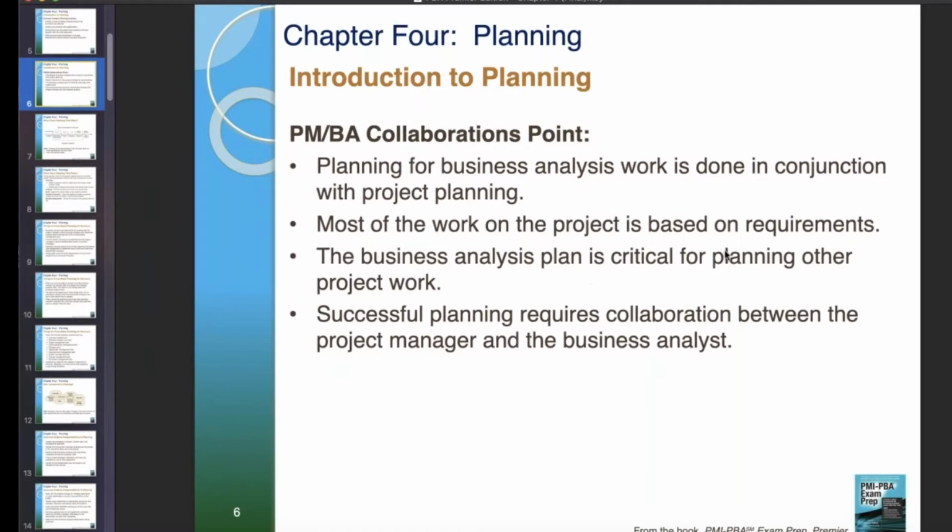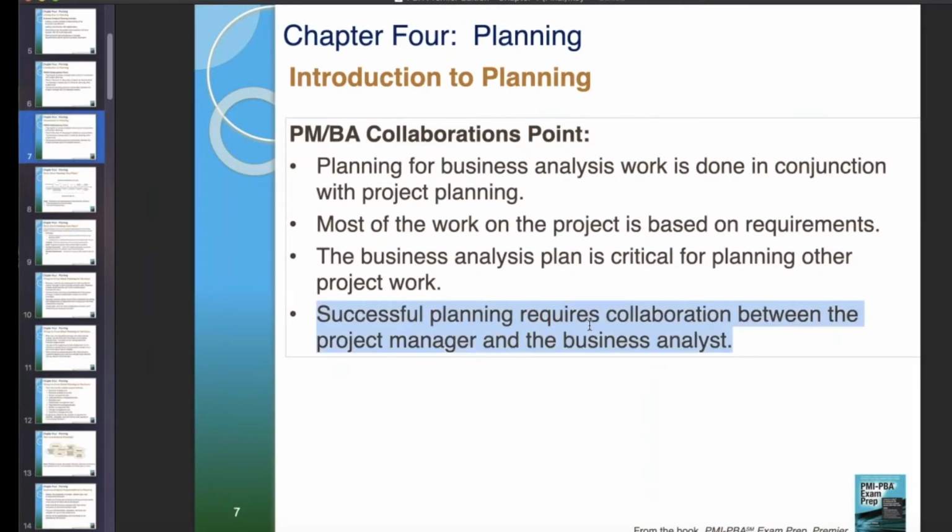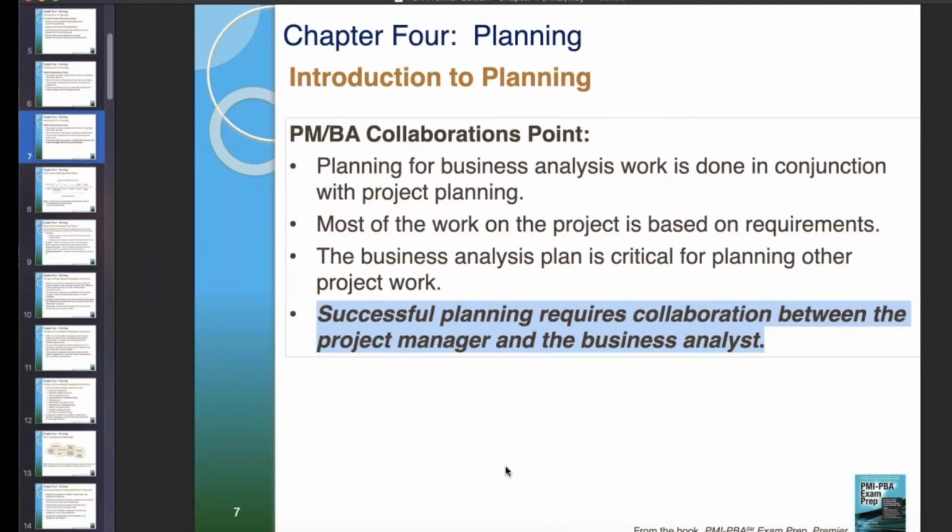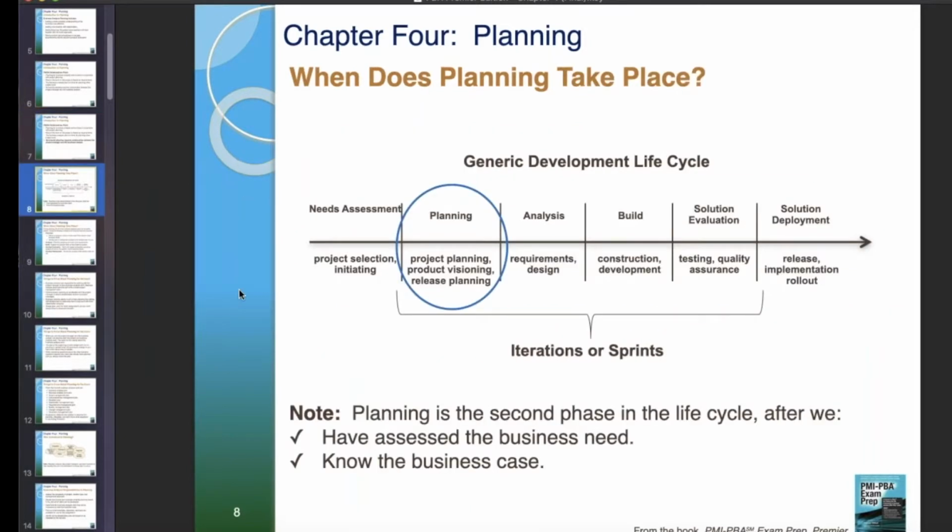The business analysis plan is critical for planning other project work. Successful planning requires collaboration between the PM and the analyst. Boy, is that an important statement. In fact, I'm going to duplicate that and indent it too, because that's really important. Successful planning requires collaboration between PMs and analysts. Frankly, I would also say functional managers, resource owners, people that the PM or whoever is in charge is going to have to get resources from. Scrum Masters can help with getting resources on agile projects. We'll get to that another time, but just planting that seed.